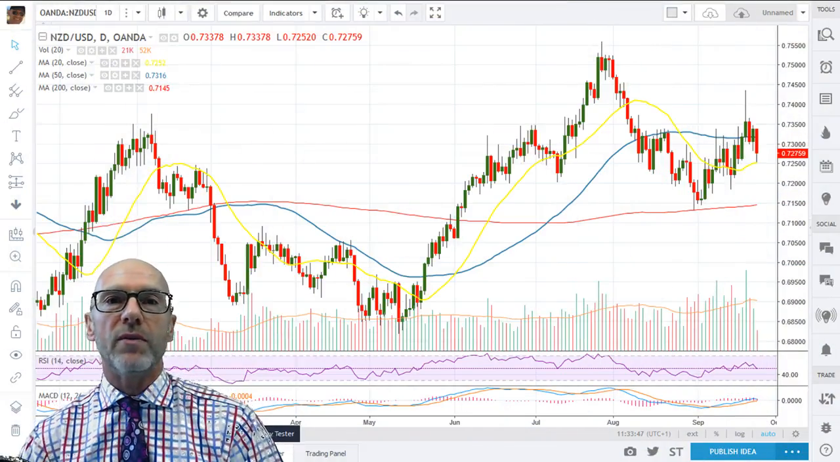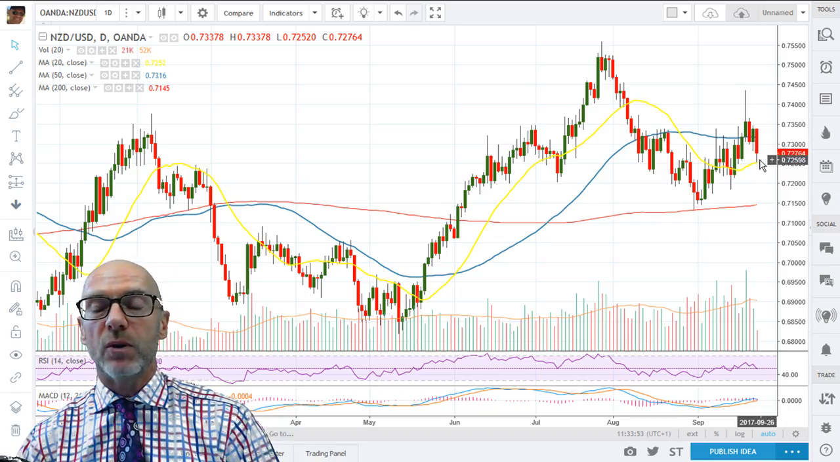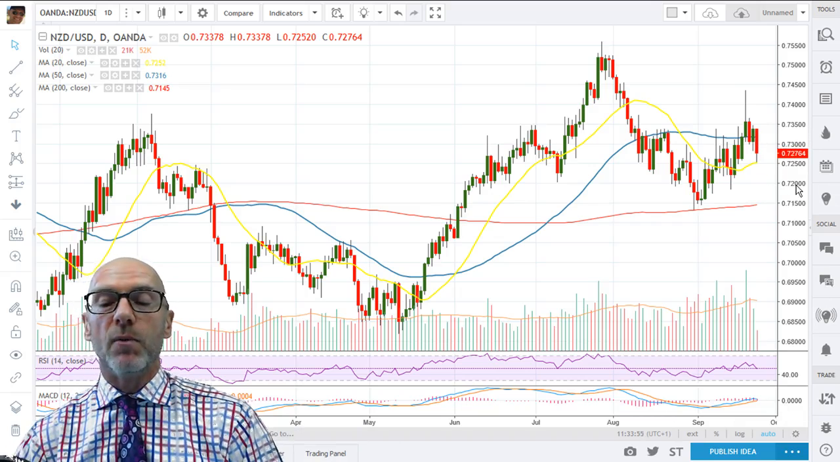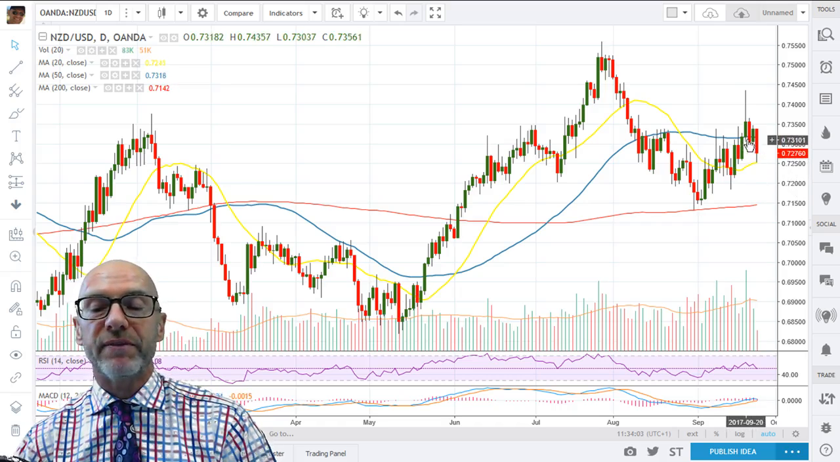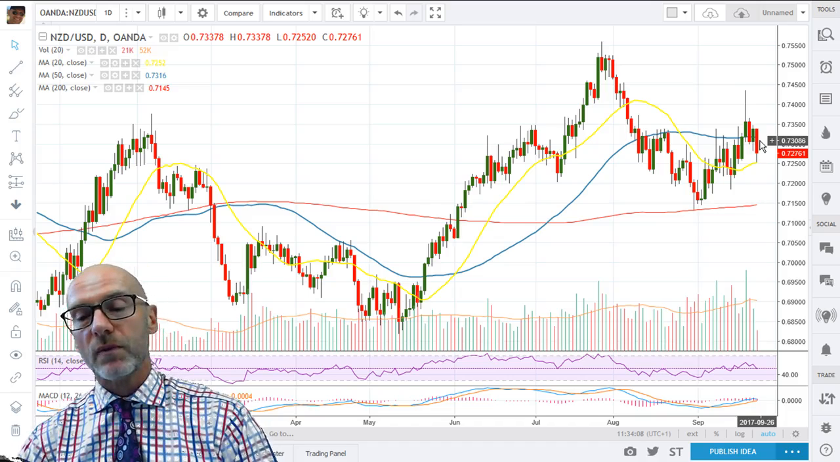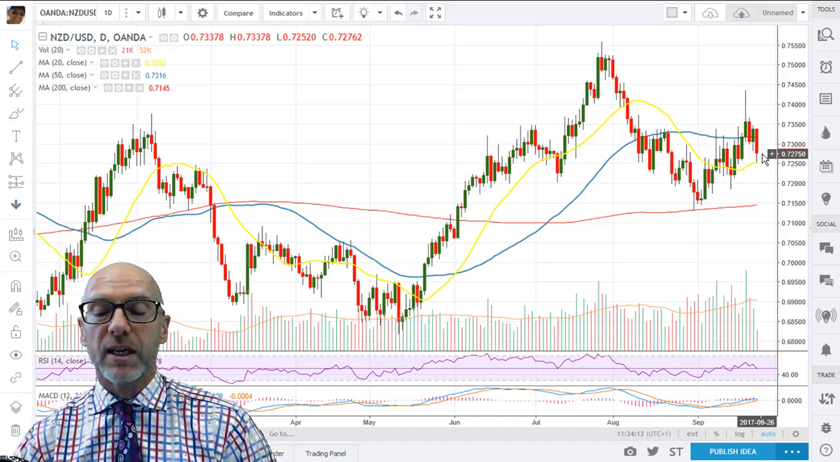So here we are on the daily. Each bar represents one day's trade, or each candle, and you can see that we're off today. We've already tested the support of the 20-day moving average, which is moving up, but we're below the 50-day, which is now moving down, which is this blue line. So we've got resistance to the upside, support to the downside.